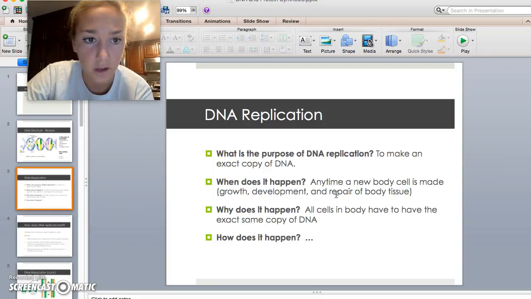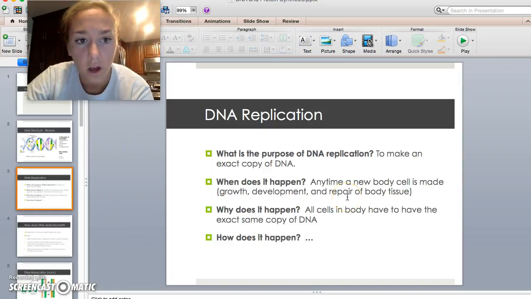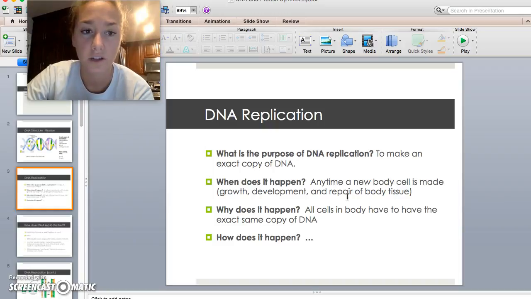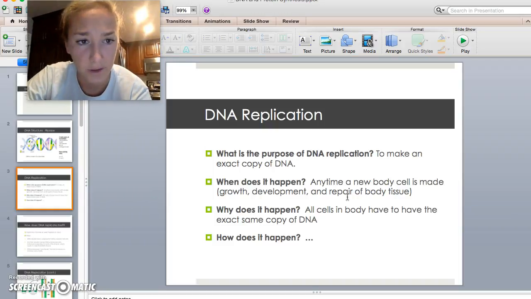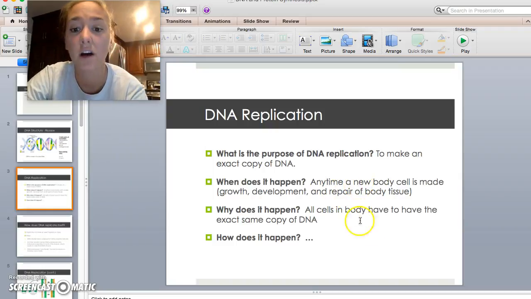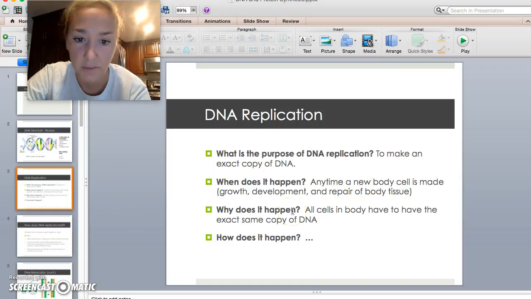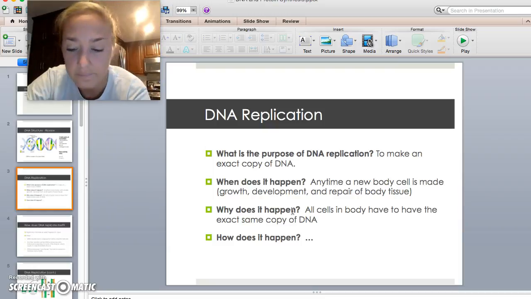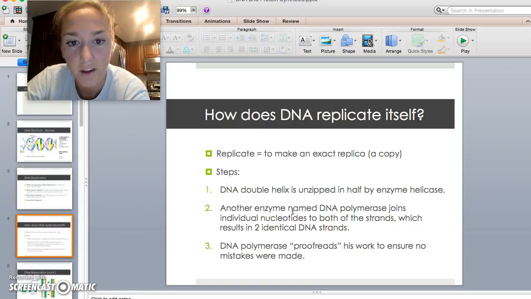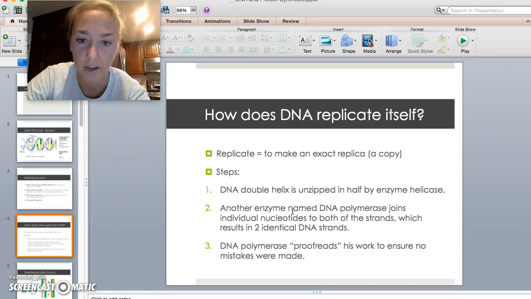And then honestly, I didn't include it here, but your cells are constantly dying and then being reborn again, or where cells die and then more cells are made to replace them. So this is actually happening all the time. And essentially, every time a new cell is made, we have to copy the DNA because every cell in the body has to have the same exact copy of DNA. Okay, so how does it happen? That's what we're going to talk about today. All right, so how does DNA replicate itself?